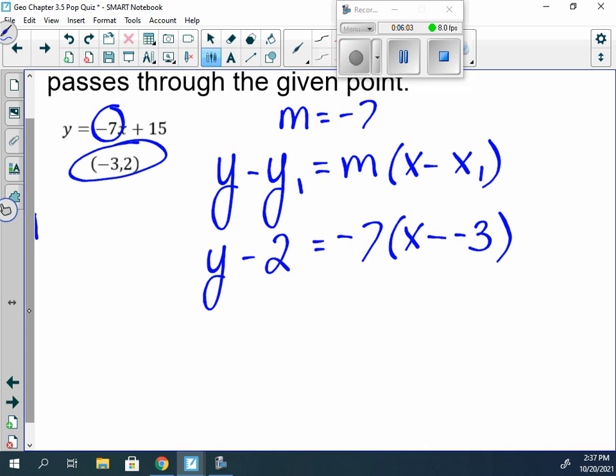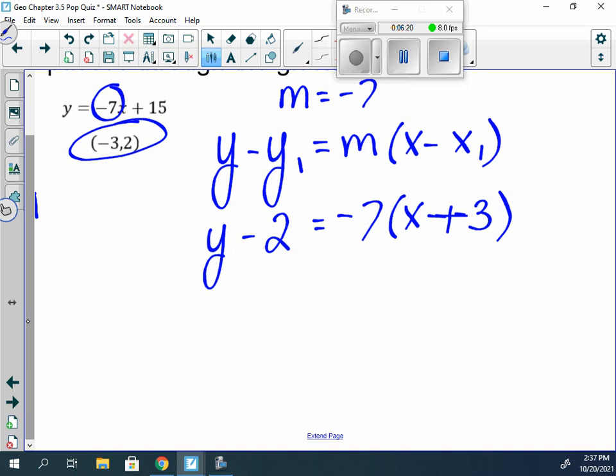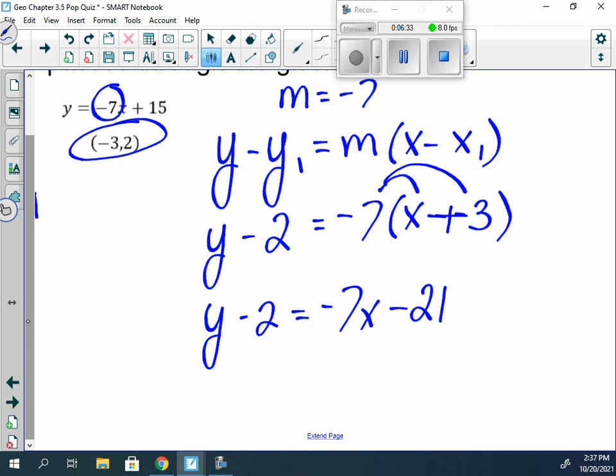So really the order in which we plug these in doesn't matter as long as y goes with y, x goes with x, and the slope is plugged in for m. Questions on this here? Well, here a negative and negative make a positive. Now it will be negative eventually, yes. Because we do need to distribute the negative 7. Negative 7x. Negative 7 times positive 3 is negative 21.